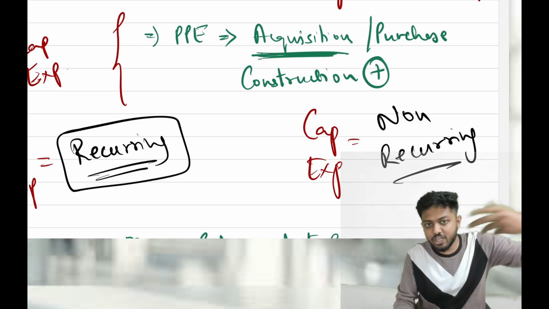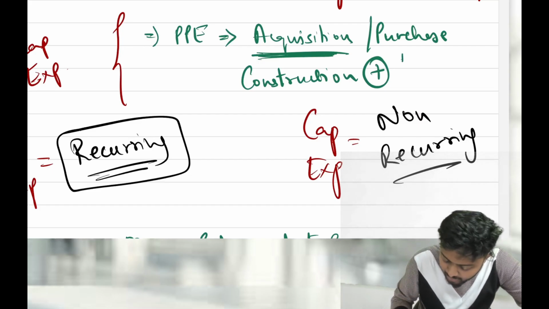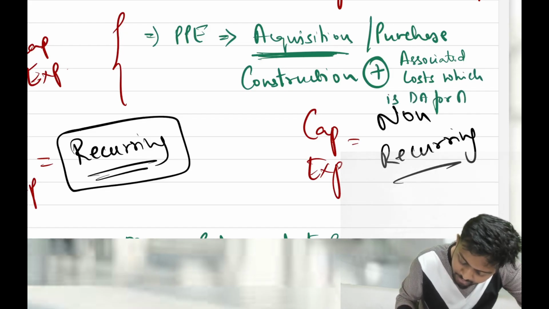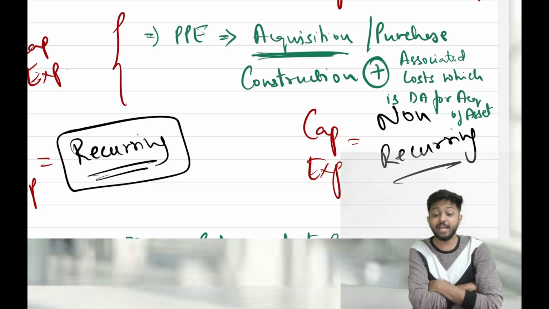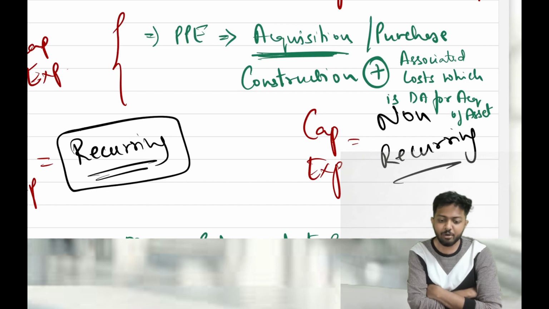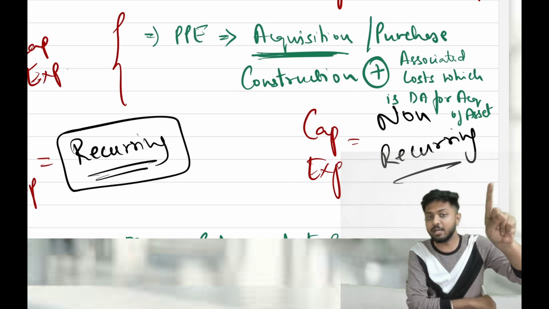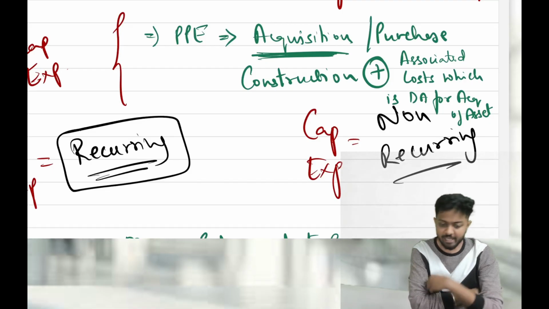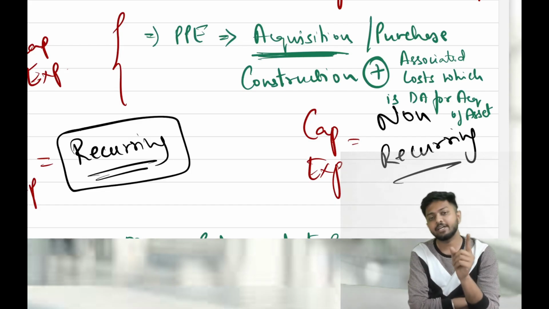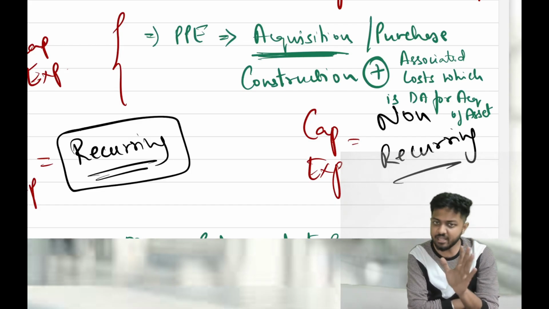Now, one more thing is, along with this acquisition cost, if you have incurred any associated costs which are directly attributable to the acquisition of the asset, they will also be treated as capital expenditure as per AS 10. What is this associated cost, sir? Associated cost which is directly attributable to the acquisition of the asset until the asset becomes ready to use. Just to take a good example, suppose I've taken plant and machinery. Plant and machinery is a PPE. Whatever money you have spent on that will be considered as a capital expenditure.